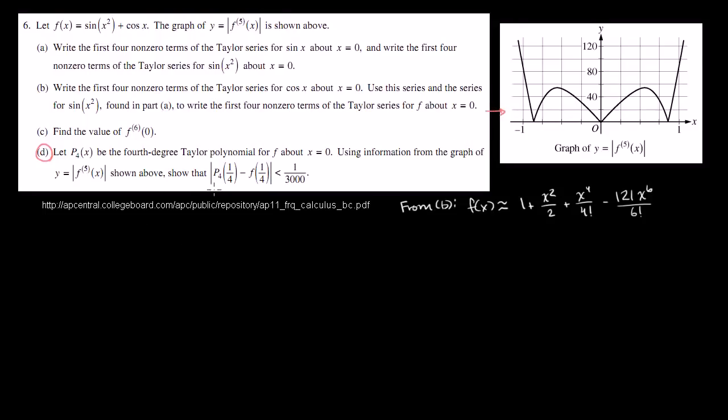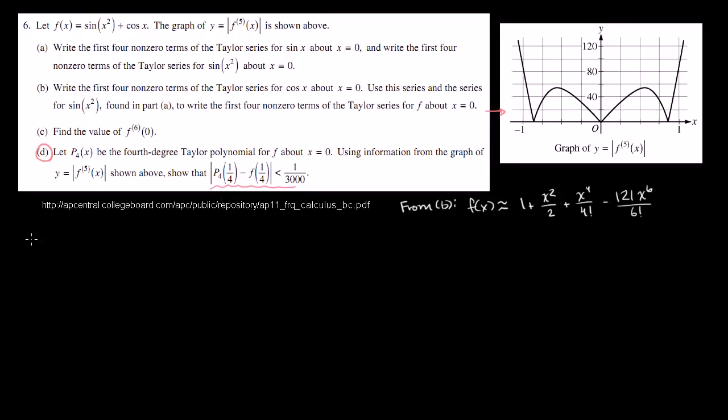Show that the absolute value of the difference between the fourth degree polynomial evaluated at 1/4, and the function evaluated at 1/4 is less than 1 over 3000. So this seems like quite an interesting problem. First let's just think about what they're asking. They're asking for the difference between the polynomial and the function evaluated at 1/4. In other words, they're asking us to bound the error of the function approximation at x is equal to 1/4.